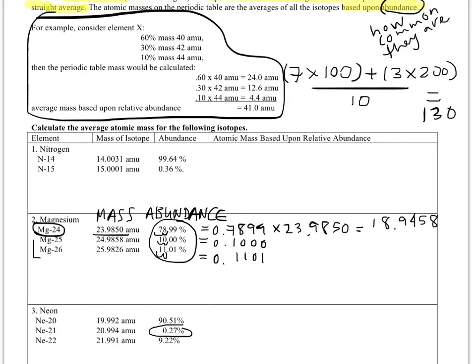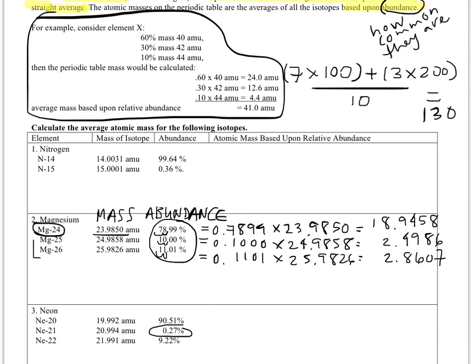And the 0.1 is going to get multiplied by 24.9858, which should give us 2.4986. And the 0.1101 is going to get multiplied by 25.9826. I try to leave 4 decimal places at this point. So that gives us 2.8607. Okay, so we've got those numbers.